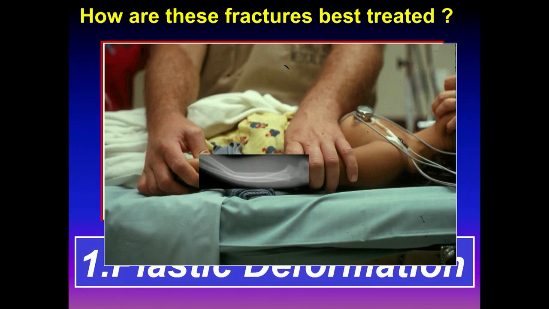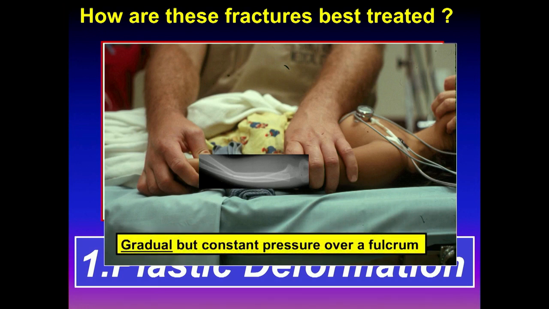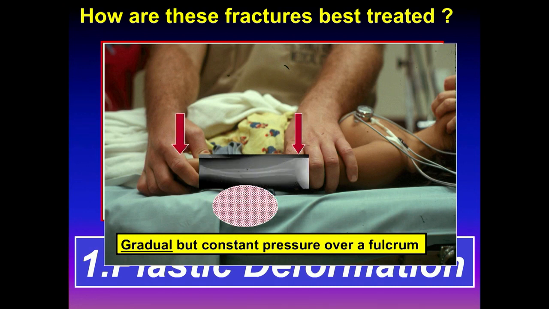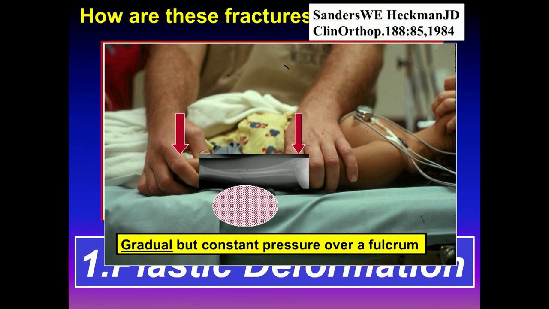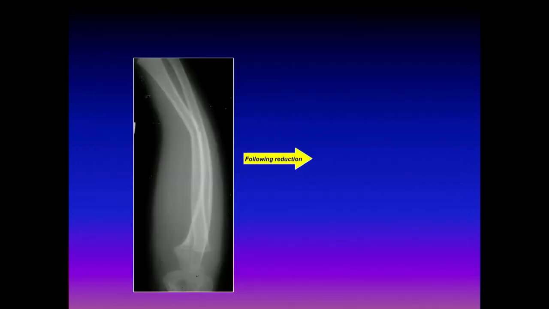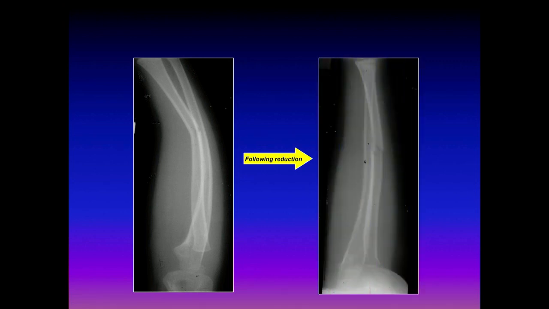And this technique actually was devised and published by one of our former residents about 20 years ago. You put a gradual constant pressure over a fulcrum, and with that you will improve the deformity. Now, the important thing is, this is by Dr. Sanders and Heckman, 1984. So you'll get a reduction, but it's never exactly anatomic. But what's the clue that you've got a satisfactory alignment and reduction? How do you examine the patient? What do you look for?